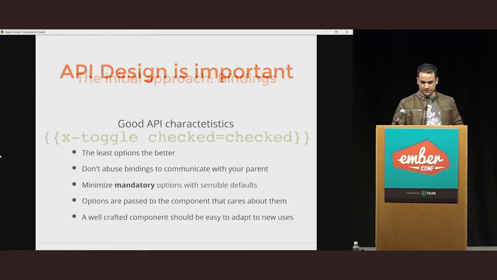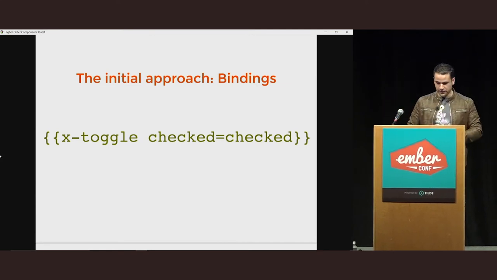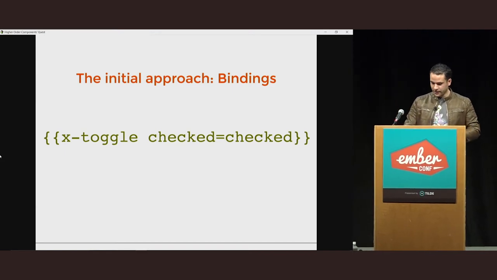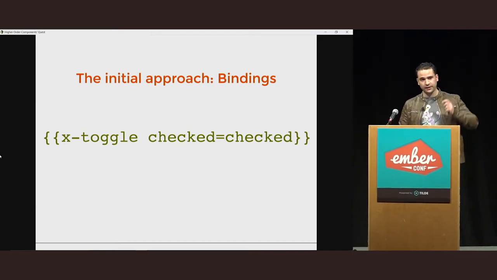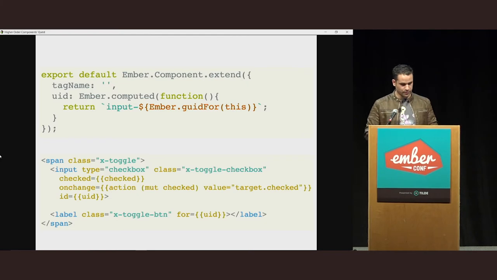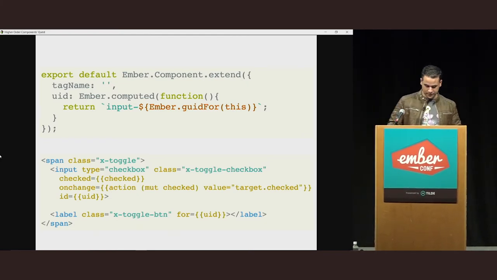And this is the first approach that our hero is going to follow. Okay, master, I can do that. It's very easy. So it starts X-toggle check equals check. We get a component with a bound value. And the format, or the HTML, is actually simple. You have a tagless component which generates a UID attribute.